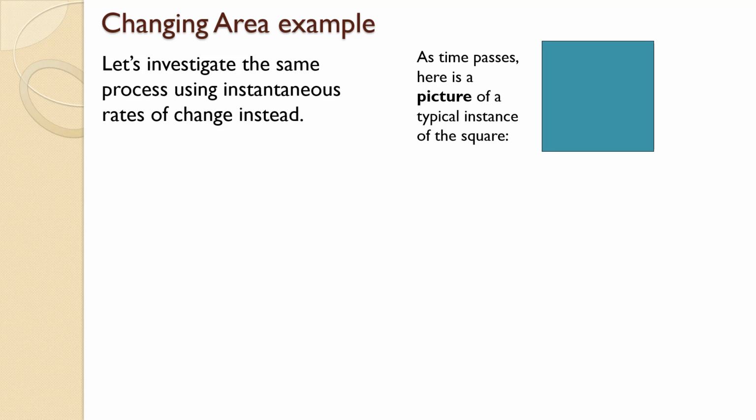So the first thing is, let's try to draw a picture that represents a typical instance of the phenomena that's changing in time. In this case, we have a square. In my picture, I'm going to assume that the side of the square is growing. Think of it as the lower left-hand corner is never changing, and the square is growing to your right and up.